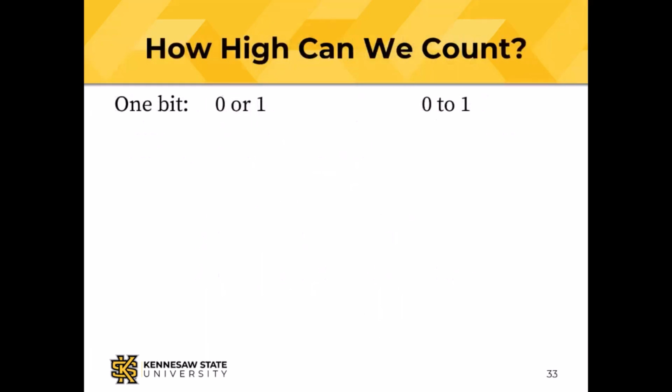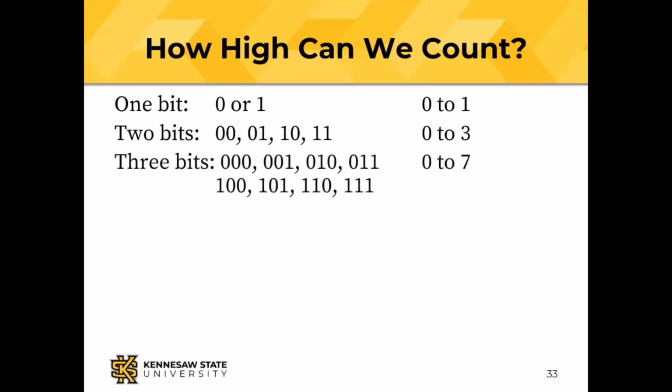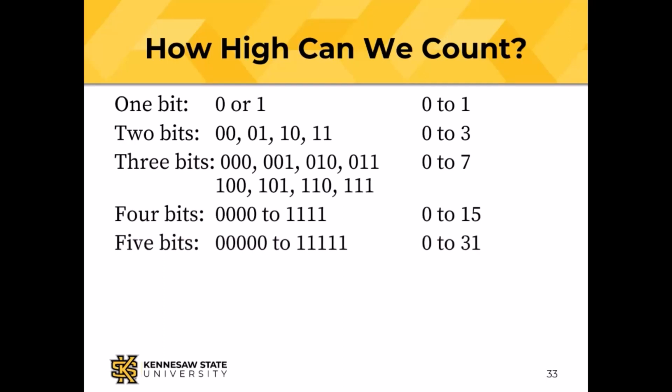Okay, how high can we count? We've hit this a couple of times already, and here it comes again, because it's an important concept. With 1 bit, I can count from 0 to 1. Actually, I can only count to 1. With 2 bits, I can count to 3. With 3 bits, I can count to 7. With 4 bits, I can get up to 15. With 5 bits, I can get to 31.